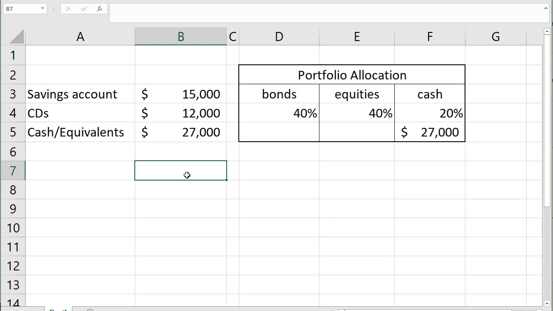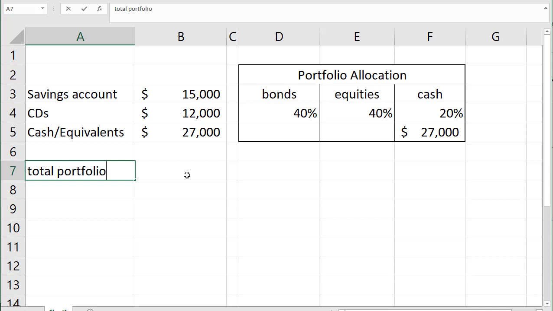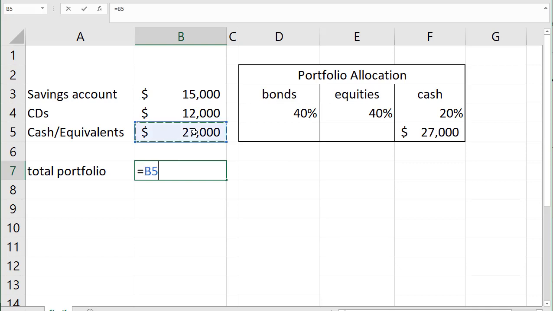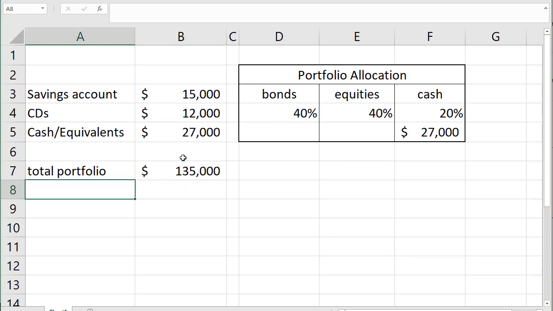So in order to figure out the total portfolio, I'm going to take the cash and cash equivalents total, which is 27,000. I'm going to multiply that by 5 since it's 1/5. And so now I know that the total portfolio is worth $135,000. Now in order to figure out how much I have in bonds and how much I have in equities, it's pretty simple at that point.